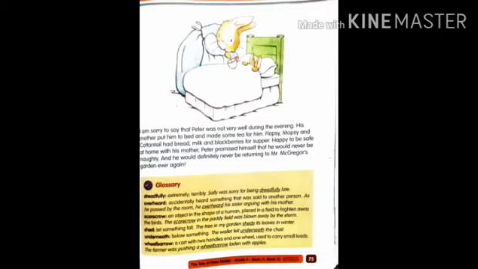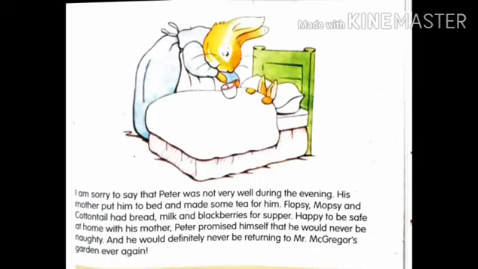So this is the last page of our lesson. Let us see what happened at the ending of the story. I am sorry to say that Peter was not very well during the evening. His mother put him to bed and made some tea for him. Flopsy, Mopsy, and Cottontail had bread, milk, and blackberries for supper. Happy to be safe at home with his mother, Peter promised himself that he would never be naughty, and he would definitely never be returning to Mr. McGregor's garden ever again. Now, see here, I am sorry to say.